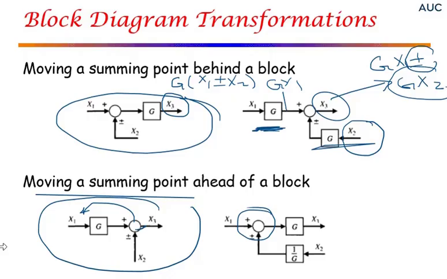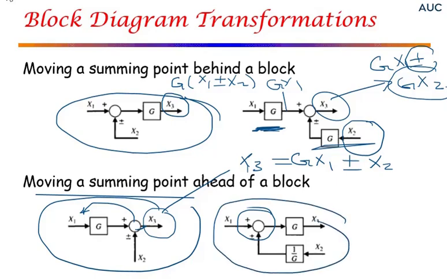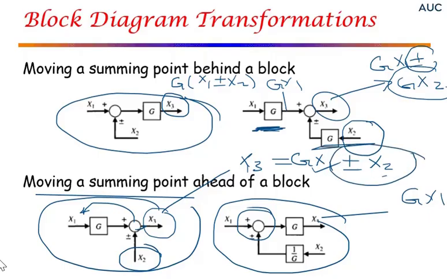So again, what's to be kept unchanged is equal to g x1 plus or minus x2. That has to remain unchanged after changing the location of the summing point. So if I move g, as you can see here, what do you get? You get g times x1, so that's fine. But x2 has to appear in the result without anything multiplied by it.